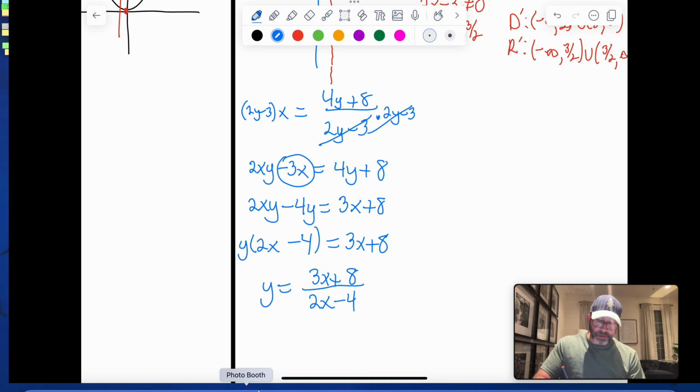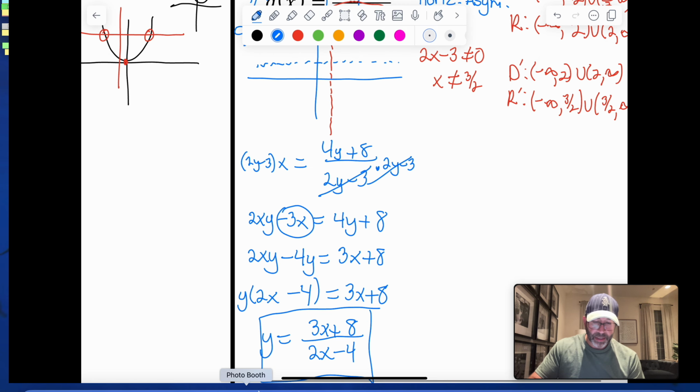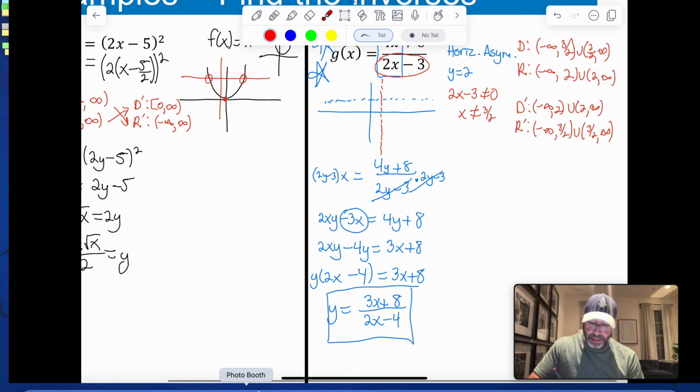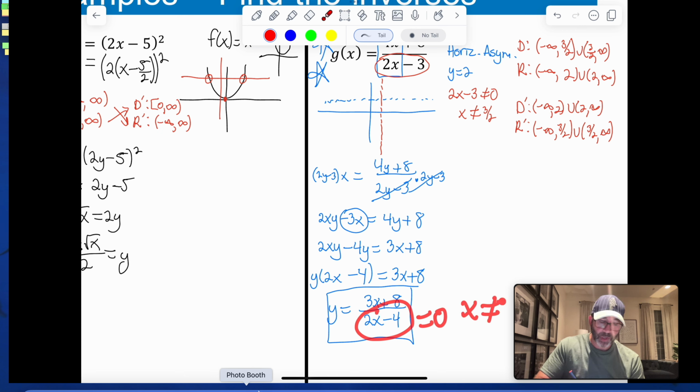And this is it. This is our new equation. Now look at what happened, okay? It happens every single time. The horizontal asymptote here is now 3 over 2. That's what we've got in our inverse right there. The domain restriction here, when we look at it, is that 2x minus 4 can't equal 0, which means that x cannot equal 2. And that's what we've got right here.